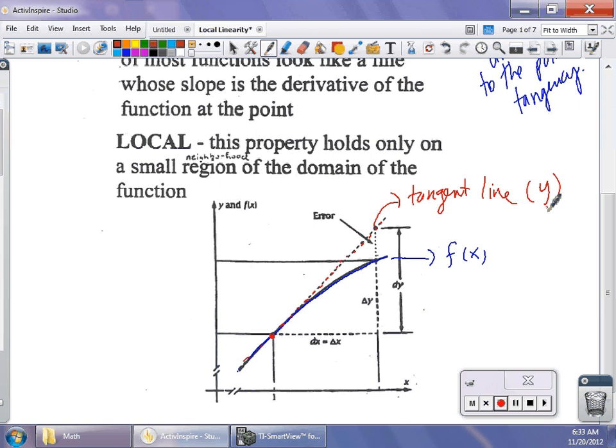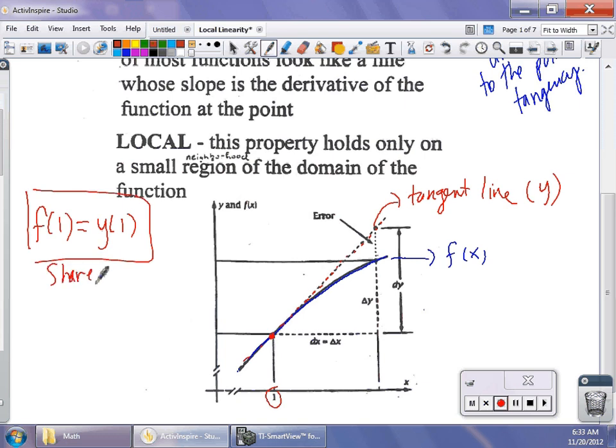Now what I want you to think about is that the blue function and the red tangent line at 1 have a point in common. So they've given us the value of 1. In other words, f of 1, the blue function evaluated at 1, is equal to y of 1, the line evaluated at 1. That is the point of tangency. They share that point. So at that particular value of x, at 1, the tangent line and the curve share exactly the same y value.